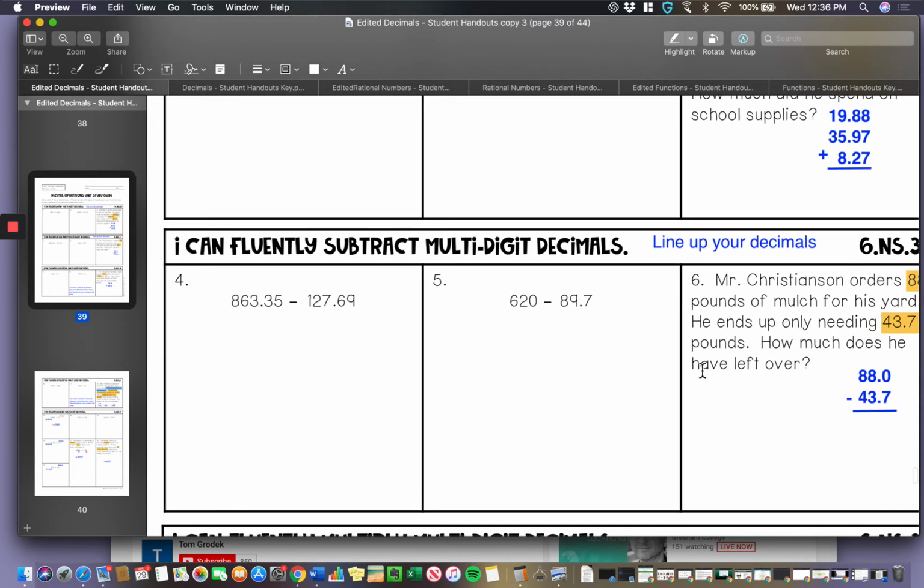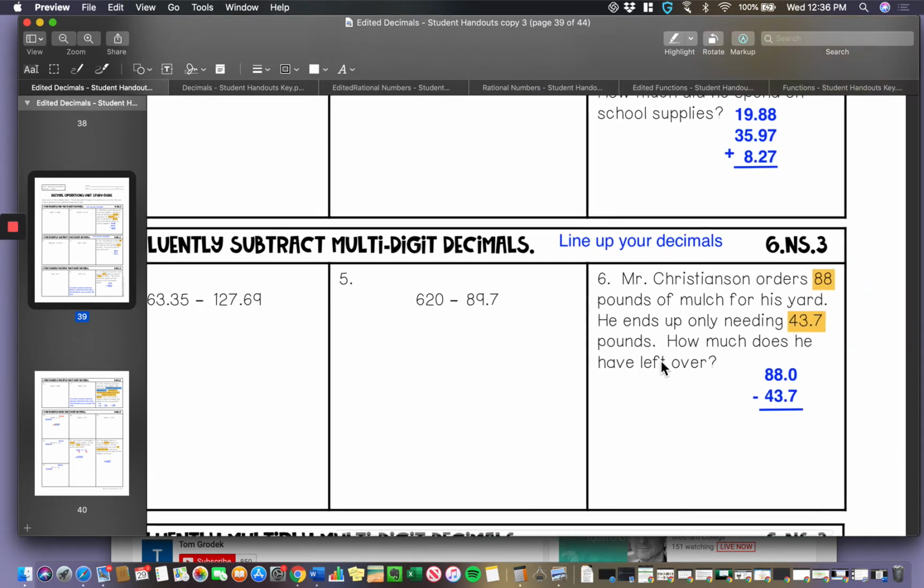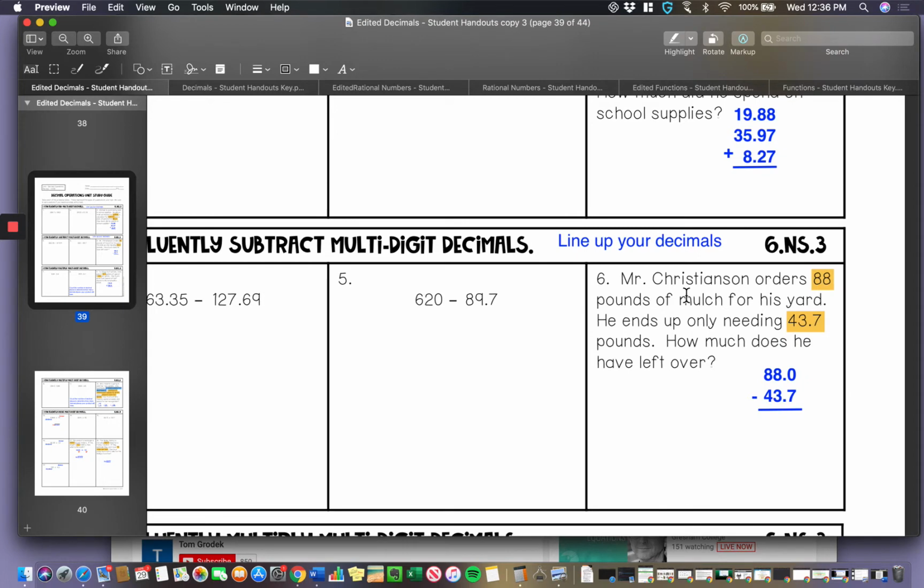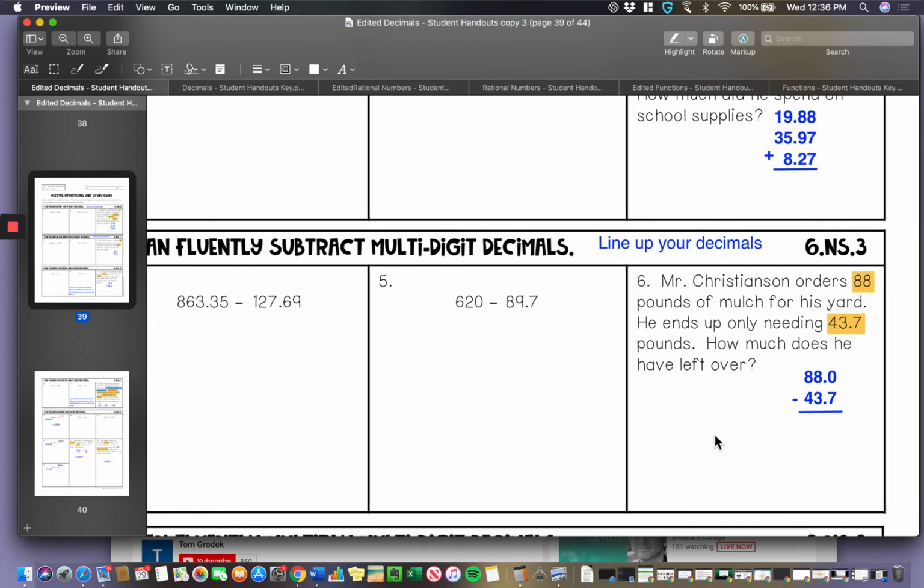All right. The same deal for when you are subtracting. Make sure you line up your decimals. And number 6, we have Mr. Christensen orders 88 pounds of mulch for his yard. He ends up only needing 43.7 pounds. How much does he have left over? So because we have the leftover here, we want to know how much he has after he uses the 43.7 pounds. So make sure you are lining up your decimals. And of course, this is a subtraction problem.